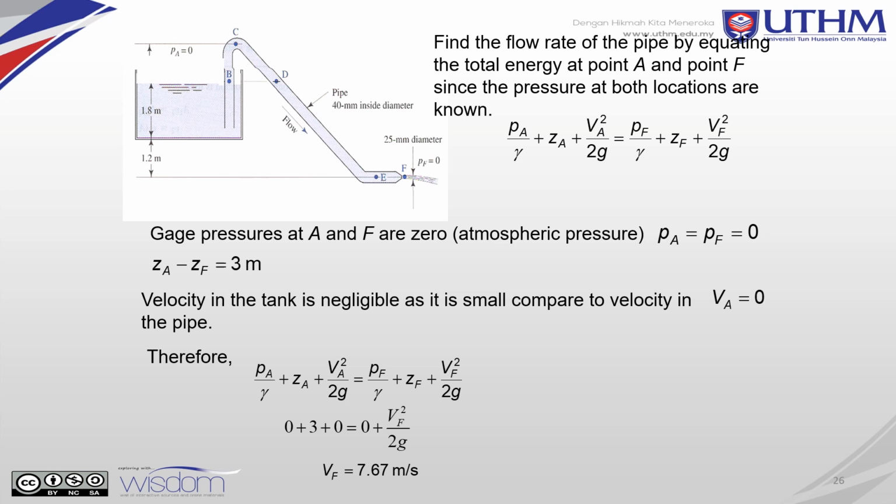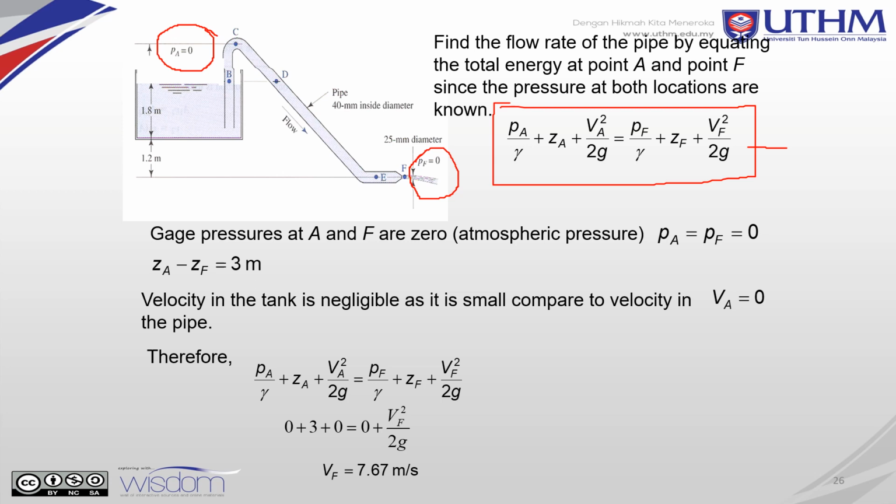Since the pressure at both locations is known, we use the Bernoulli equation here, from the level here to this level here. So we get the Bernoulli equation. The gauge pressures at A and F are 0 because this is atmospheric pressure. So PA is equal to PF is equal to 0.